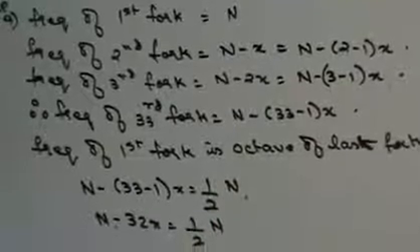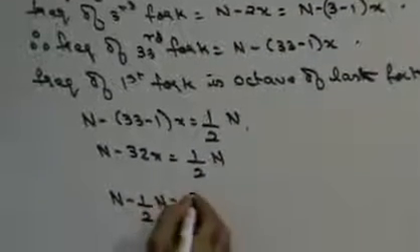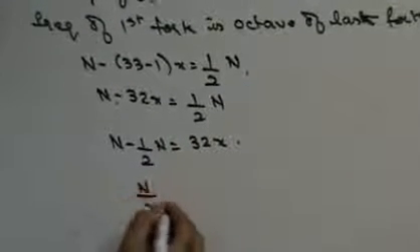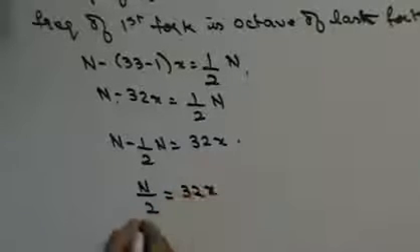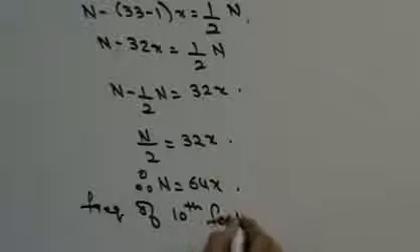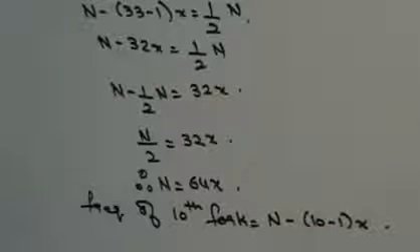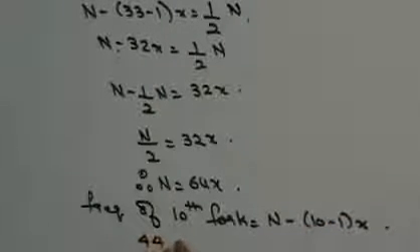Take this on the other side. So n minus 1 upon 2 n is 32x. So you will get 2n minus n, that is n upon 2, is 32x. Therefore you will get n is equal to 64x. Right? They have also given you that the frequency of the 10th fork is 440 Hertz. Now what would be the frequency of the 10th fork? It will be n minus 10 minus 1 into x, which is given to you as 440 Hertz. So 440 is n minus 9x.